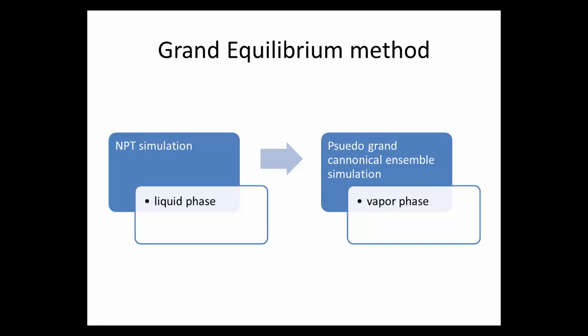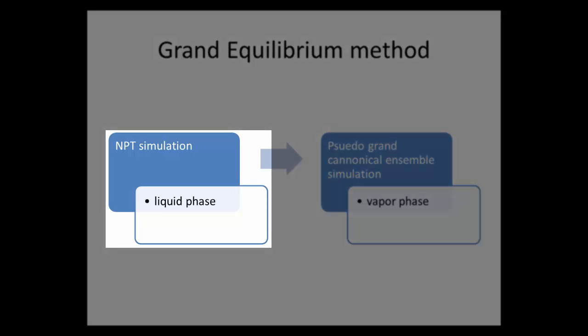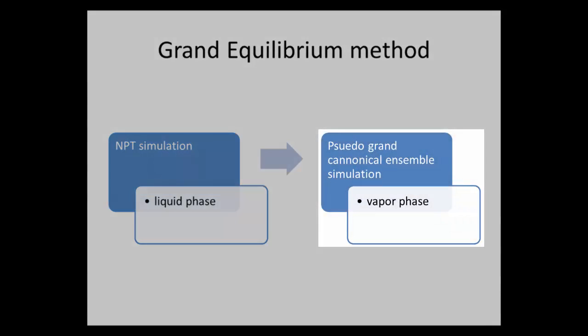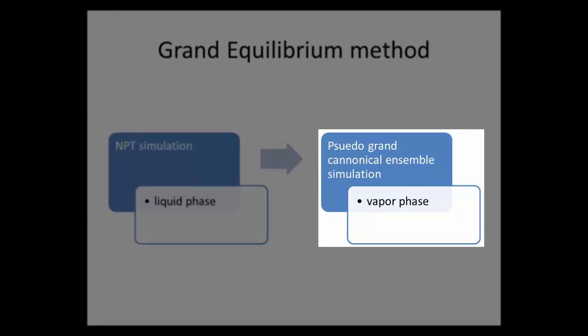In this video tutorial, we are going to execute a Monte Carlo simulation using the Gibbs ensemble method that calculates vapor-liquid equilibrium data as an example. The description of this method can be found under the displayed link. The GE method consists of two consecutive simulations, one NPT simulation for the liquid phase and one pseudo-Gibbs canonical ensemble simulation for the vapor phase.